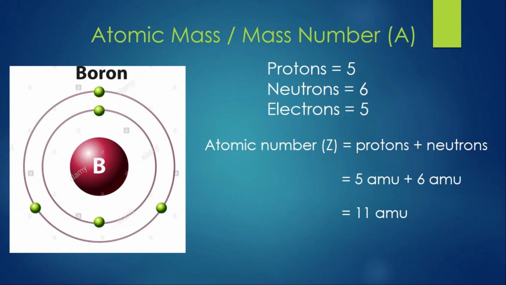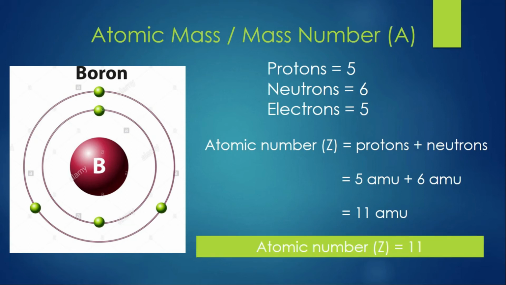Now, because it is understandable that the mass of an atom would be measured in the unit AMU itself, we don't generally write AMU with the atomic mass, as it is implied that the unit is AMU. So instead of writing the atomic mass as 11 AMU, here we'll simply write it as 11.